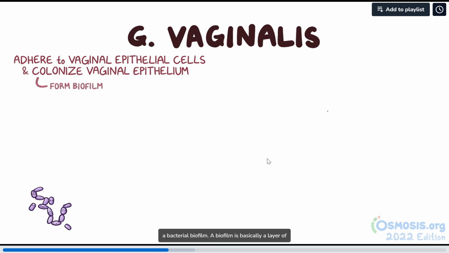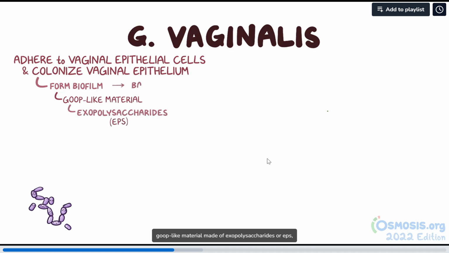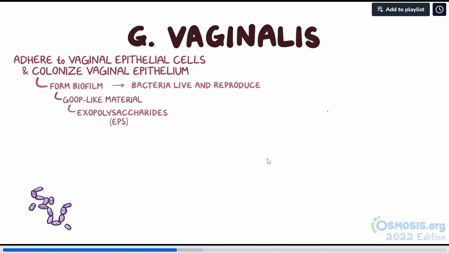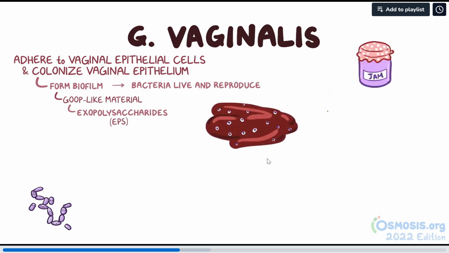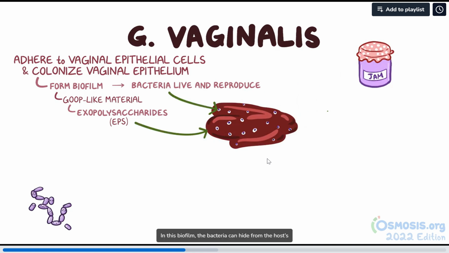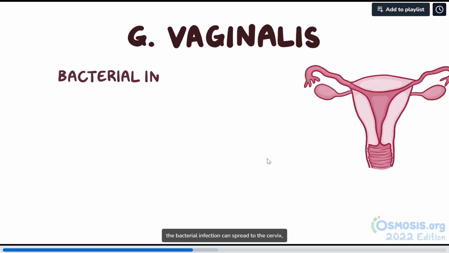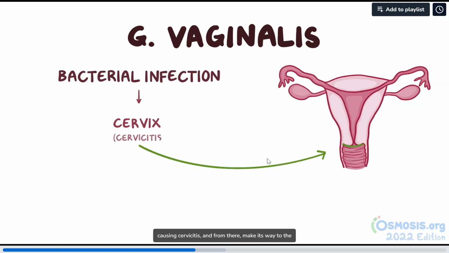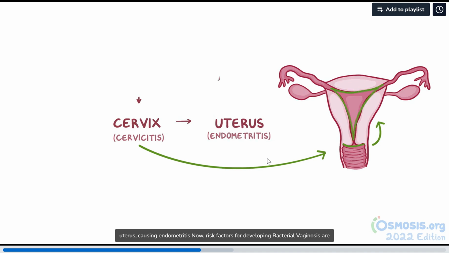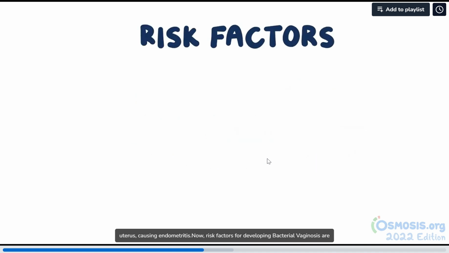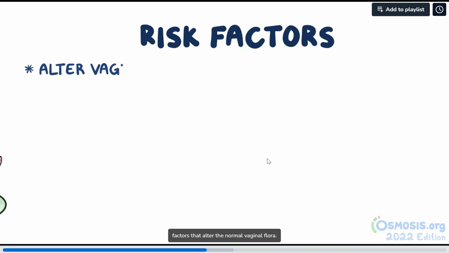A biofilm is basically a layer of goop-like material made of exopolysaccharides, or EPS, within which bacteria live and reproduce. Comparing a biofilm to strawberry jam, the seeds would be the bacteria, and the rest of the jam would be the EPS. In this biofilm, the bacteria can hide from the host's immune system and antibiotics. Left untreated, the bacterial infection can spread to the cervix, causing cervicitis, and from there, make its way to the uterus, causing endometritis.